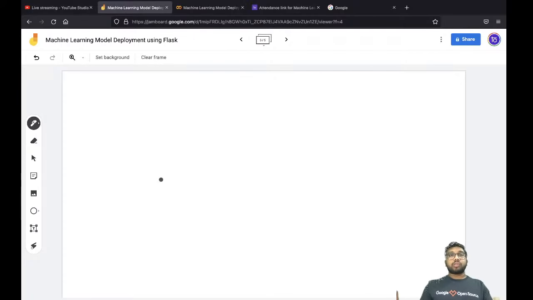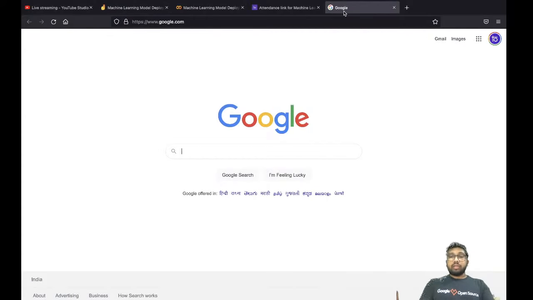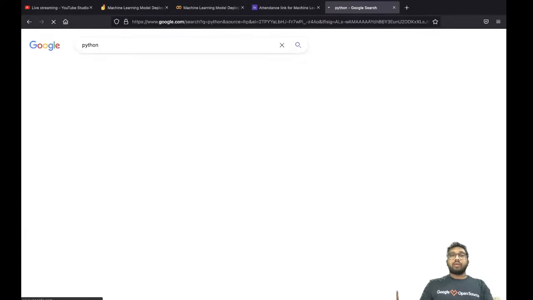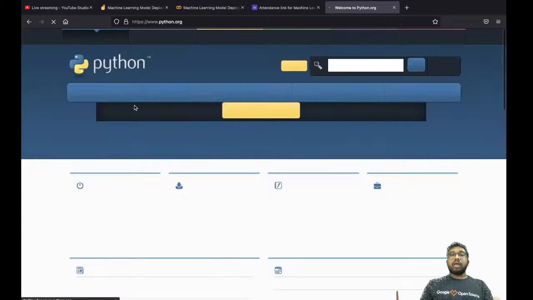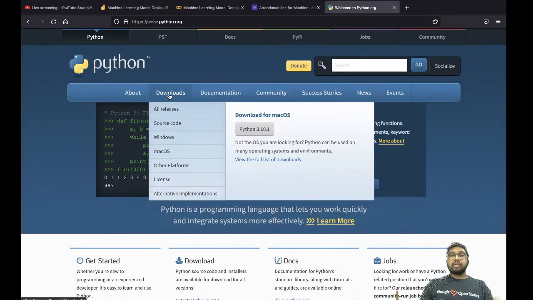And how we are going to install Python is, just go onto Google and type Python. You will get the website of Python, that is python.org. Click on that, and click on this download part. Based on your operating system, whether it's Mac, for me it's Mac, this website automatically detects what operating system you are working on. For me, it is showing the download section for Mac. If you're on Windows or Linux, it will automatically detect and tell you about that. The current version here is 3.10.1.